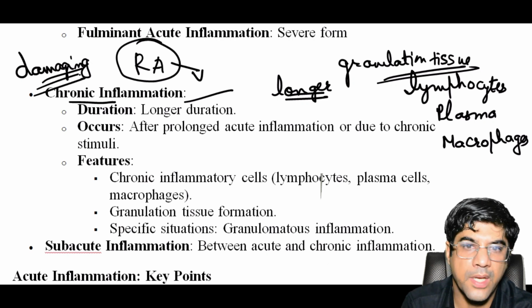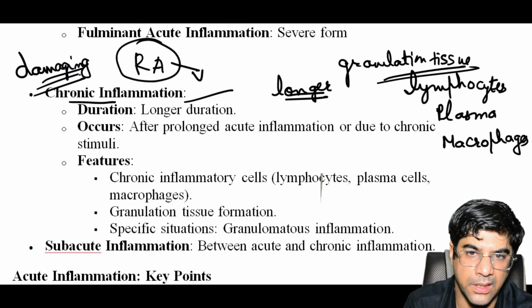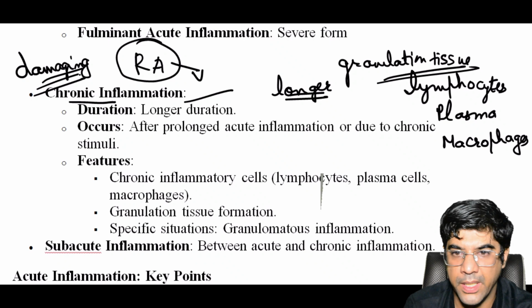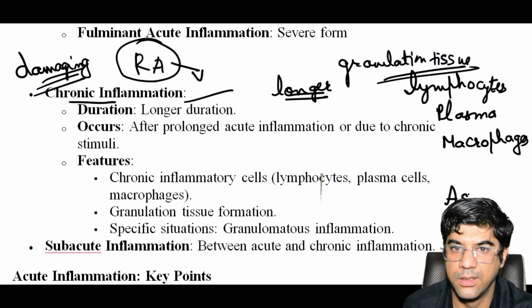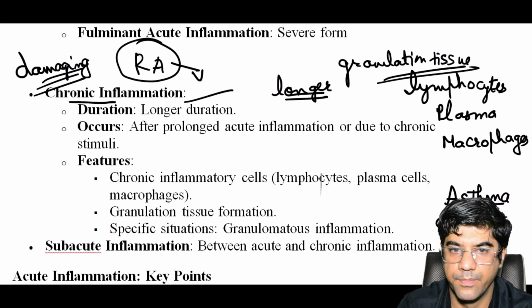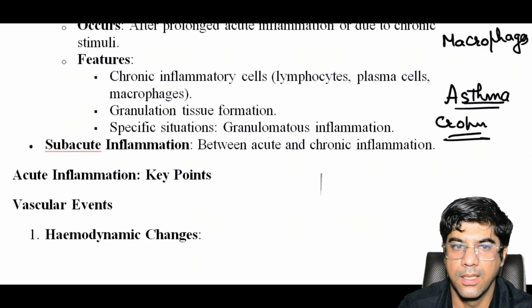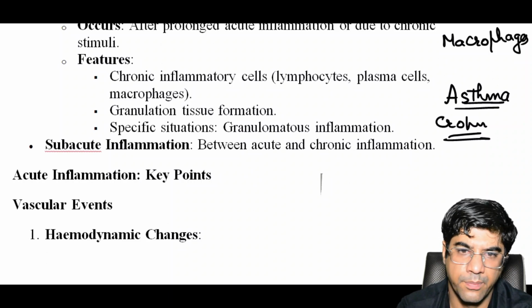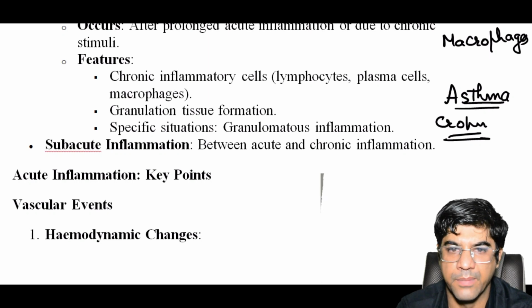So, can you guess any example of a chronic inflammatory condition? Yes, it could be asthma or Crohn's disease. That could be the example. The other is subacute inflammation. It falls between acute and chronic inflammation, so it does not last as long as chronic inflammation.